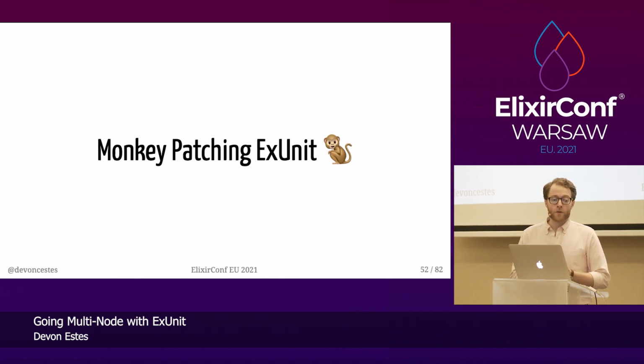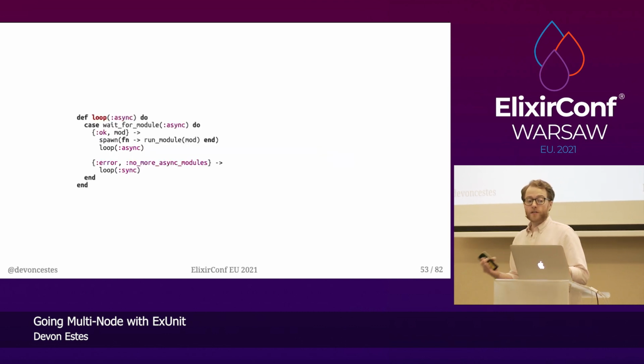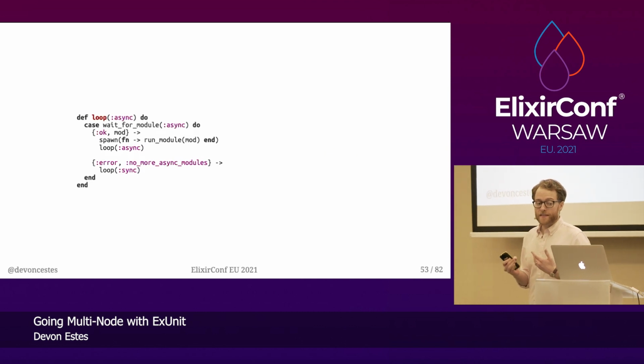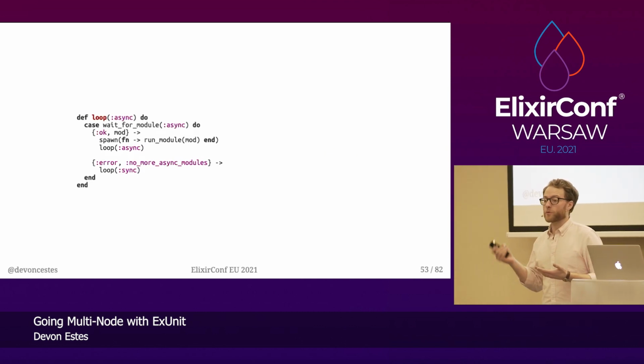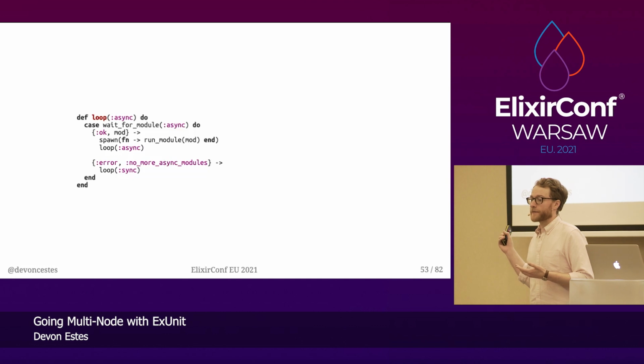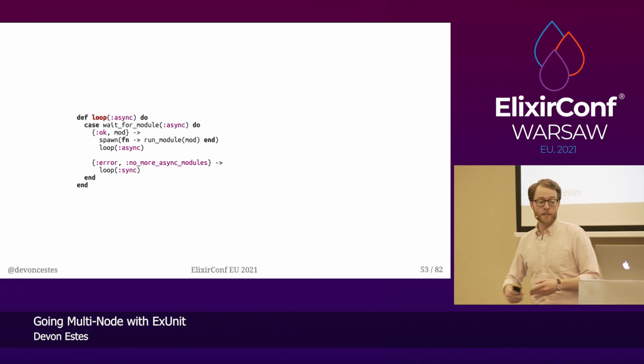Well, we can do it in a bunch of different ways. But first, we need to decide what we're going to do. So we have this loop function that we had before, right? Because this is where the parallelism happens. If we want to take that parallelism and turn it into distribution, we're going to have to change something here in the runner.